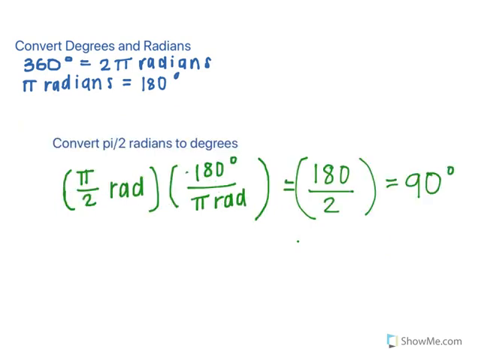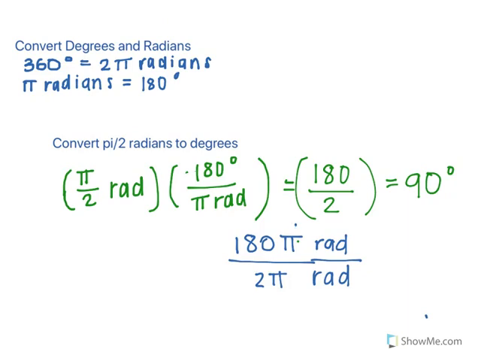So, let's start with an example. For instance, if we were asked to convert pi over 2 radians to degrees, we could do pi over 2 radians times 180 over pi radians. From there, we could cross out the pi and the radians, so we would have 180 over 2, and that's 90 degrees, so pi over 2 radians is equivalent to 90 degrees.